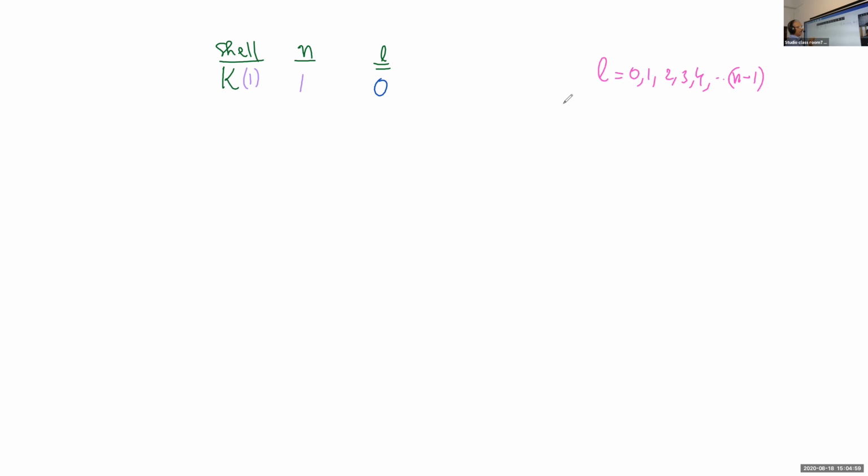Now we can say which are the possible subshells. If L is equal to 0, which is the subshell? I had told you it is the S. L is equal to 1, that is P. L is equal to 2, that is D. L is equal to 3, that is F, etc. So, if L is equal to 0, it is the S subshell.